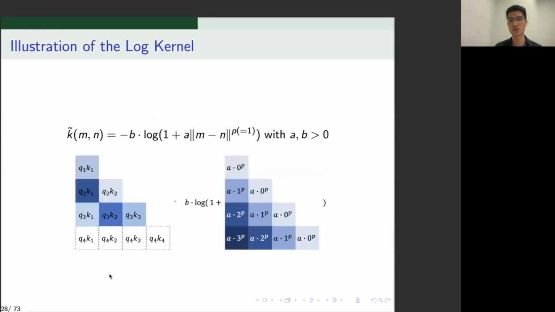And this is just an illustration of the log kernel. As you can see, it is pretty similar to alibi, except that we have the exponent here, the A, and the log computation in front of them.